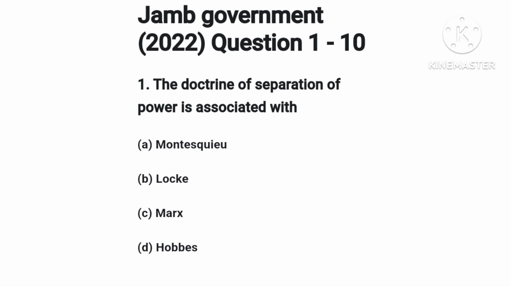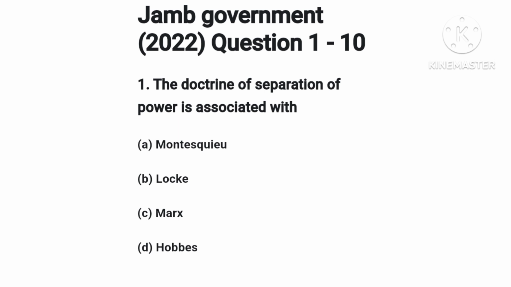Today we are going to answer questions on 2022 JAMB past questions. Question number 1 says, the doctrine of separation of powers is associated with dash. The options, we have option A, Montesquieu, option B, Locke, option C, Marx, option D, Hobbes.